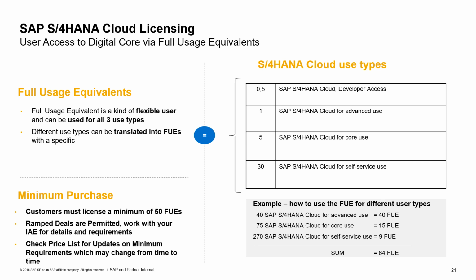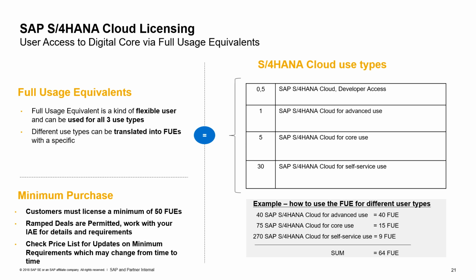So here's an example where we use the full user equivalents for different user types. Here in this example, the customer has 40 advanced use, 75 core use, and 270 self-service use. We then use the calculator to calculate how many full user equivalents each of these are, and then we add them up. In this case, we have 64 full user equivalents. This is what we take back, and this is what we price out.